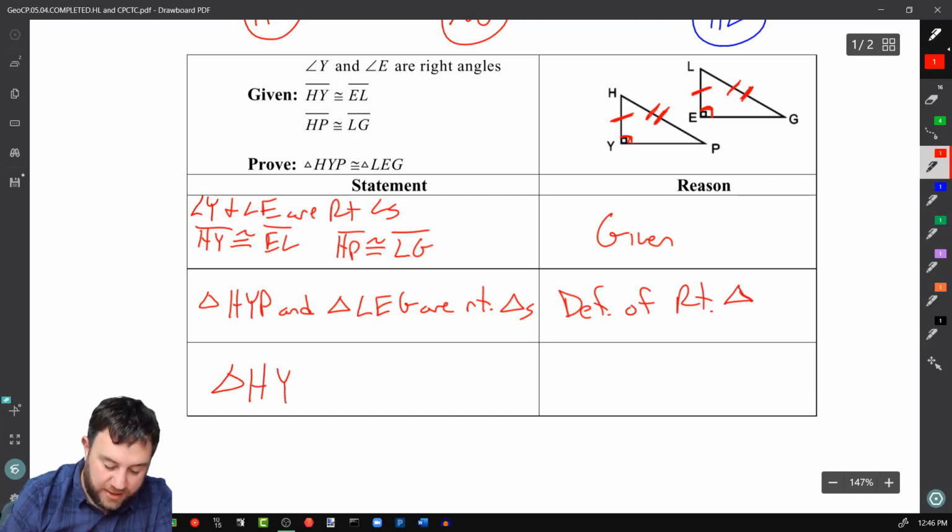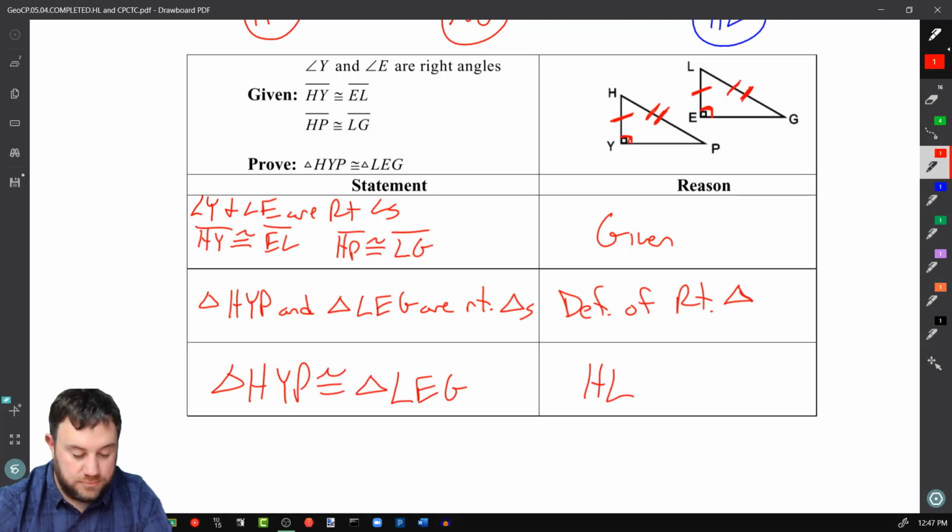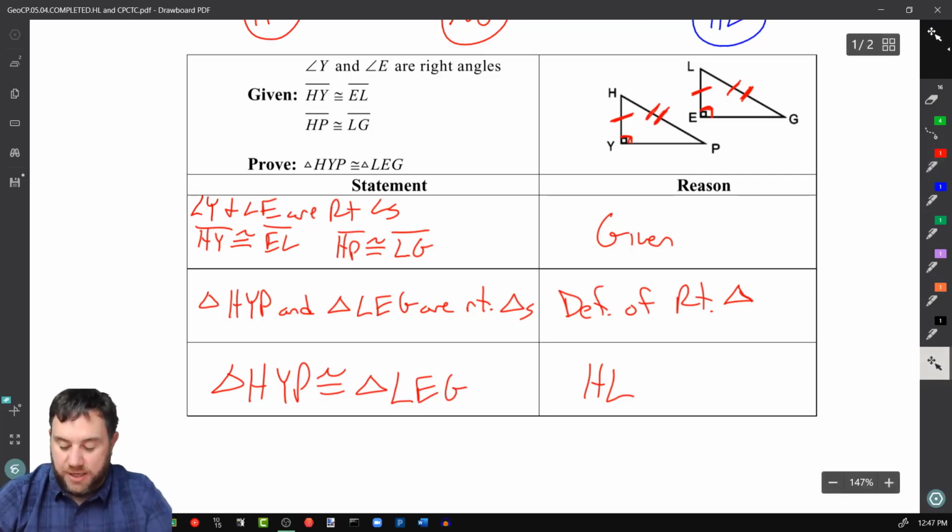Now we can say that they are congruent by the HL theorem. So it's annoying, but in order to use HL, you have to have stated that you have a right triangle.